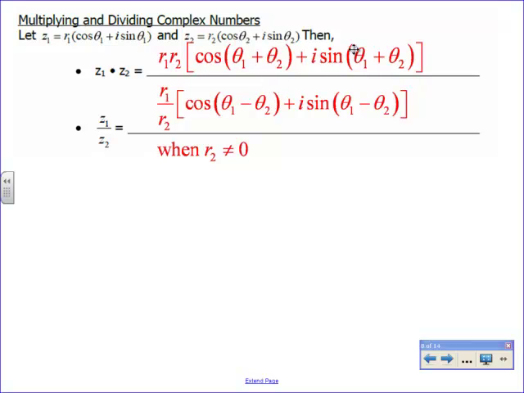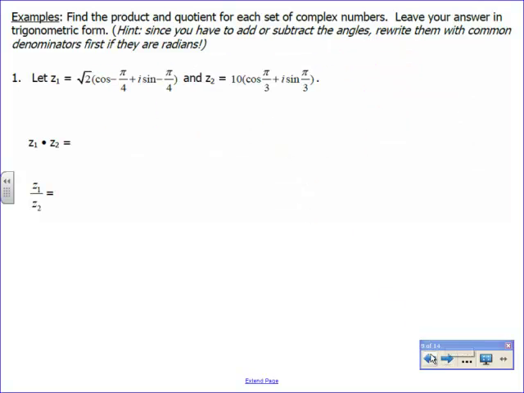So this is still in this general trig form. Your number out front just changes based on whether you're multiplying or dividing, and your theta just changes with either addition or subtraction. One thing in this division formula, your r2 can't be 0 because you can't divide by 0. It's a quick little number. So we've got a couple of quick examples and then we'll be done for today.